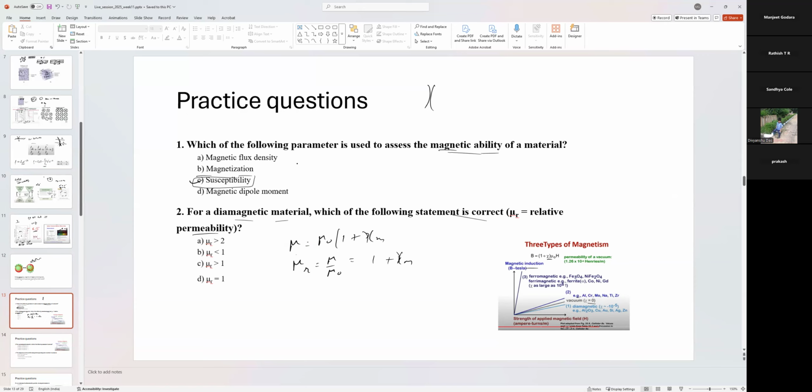For diamagnetic material, chi m is smaller than 0. So this is 1 minus some number, which will be slightly smaller than 1. So lesser than 1.